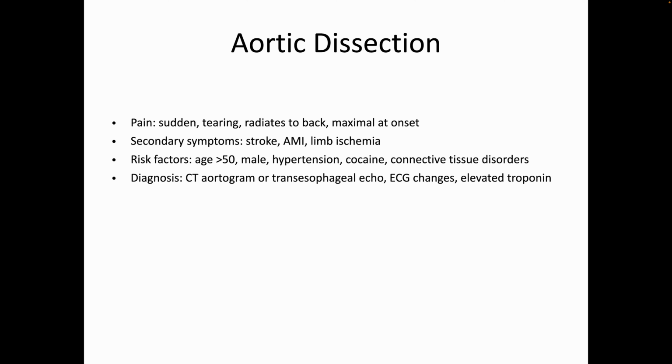And risk factors for aortic dissection would be someone over the age of 50, a male, hypertension, cocaine abuse, and of course connective tissue disorders like Marfan syndrome. The way of diagnosis would be through a transesophageal echocardiogram, for example, or a CT aortogram. There would also be elevated troponin levels, and sometimes there are non-specific ECG changes.